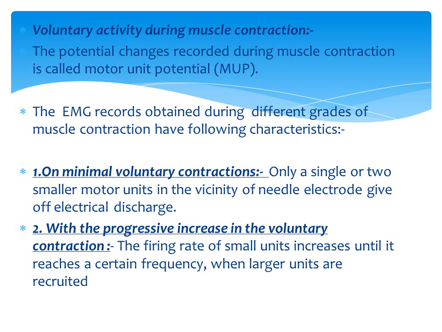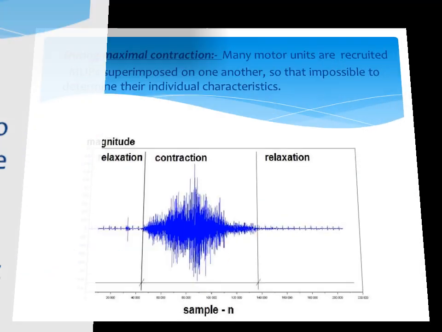During maximal contraction, so many motor units are recruited that the rhythmically recurring motor unit potentials become superimposed upon one another on the oscilloscope screen, and it is impossible to determine their individual characteristics.